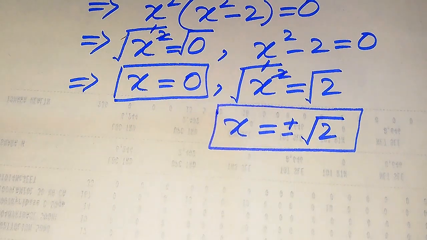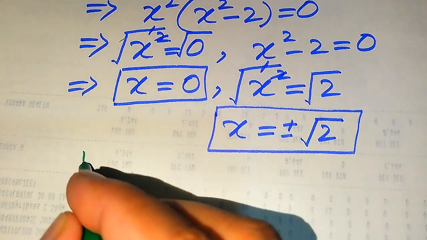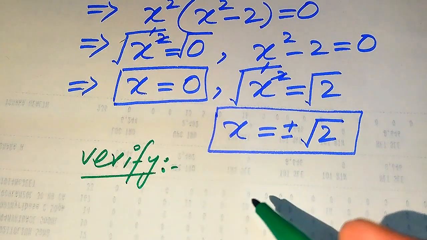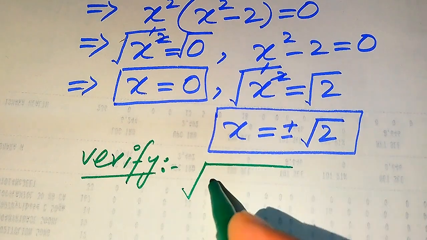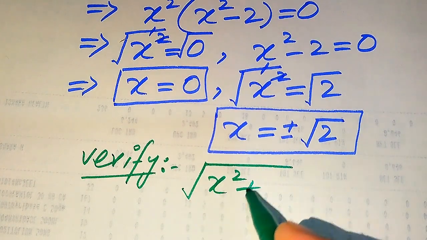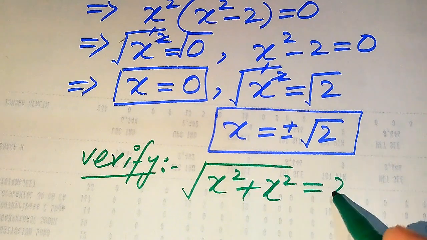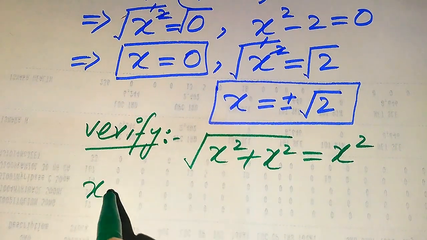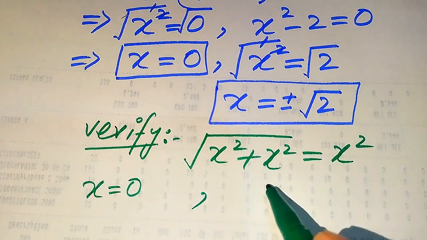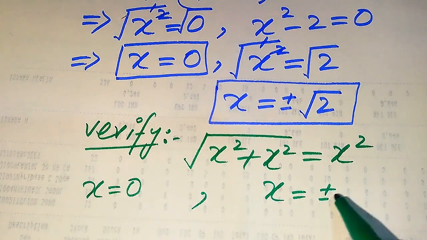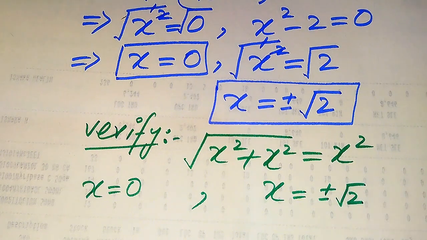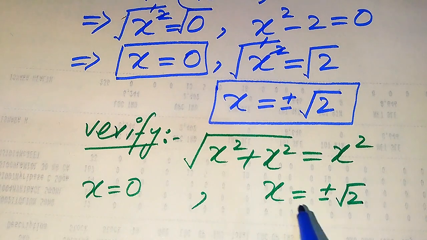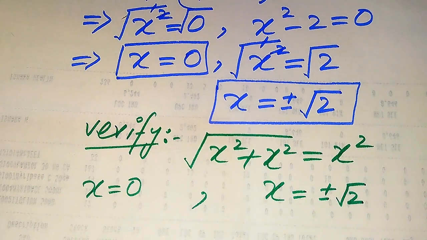Now in the next steps we need to verify which of the roots are solutions and which of the roots are extraneous roots. For verification of the roots we need to copy down the given question statement, and the given question statement is the square root of x square plus x square is equal to x square. On this side we will verify x is equal to 0, and on this side we will verify x is equal to plus minus square root of 2. Because each of the terms is in square form, we can substitute both of these values at the same time, and we check its behavior.